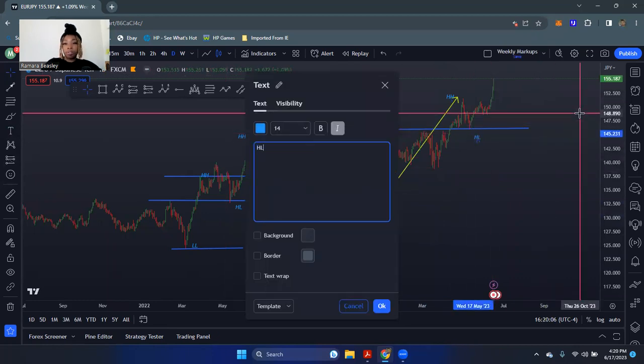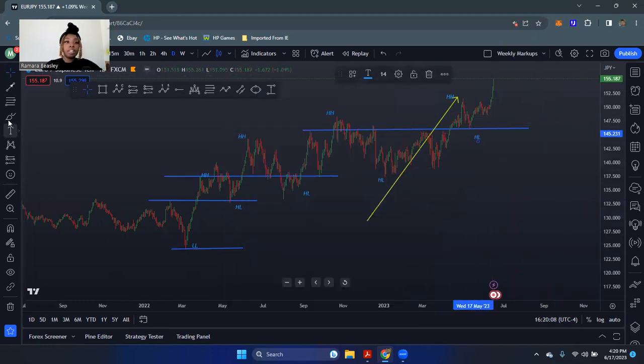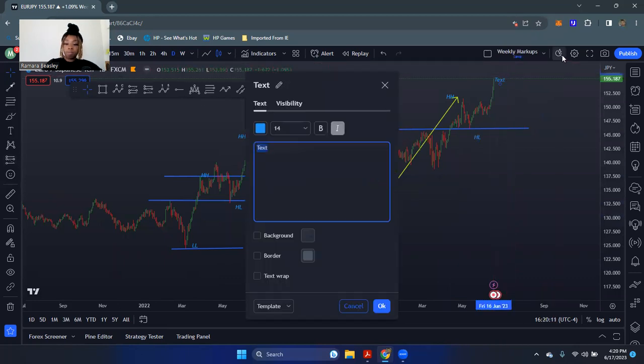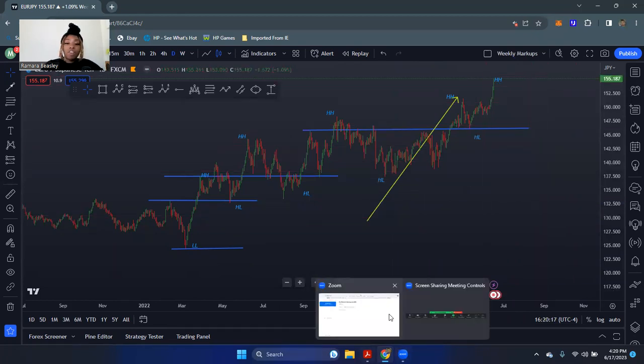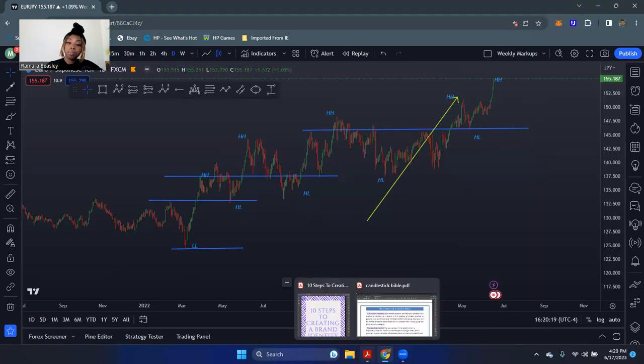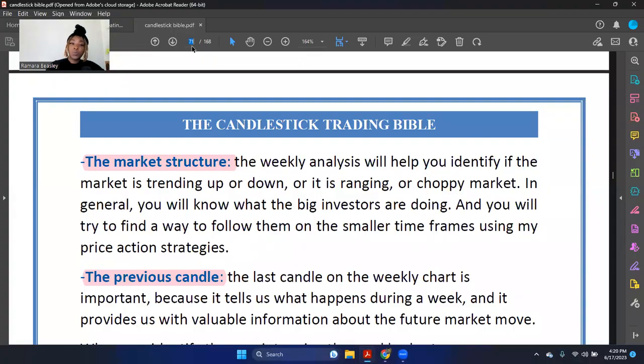We have a higher high right here, so we can identify this. We could put a higher low right here. And then right now, as the market stops, we have another higher high. Okay, all right, so we identified our market structure. And if you needed to know what the market structure was, always go back to page 3.